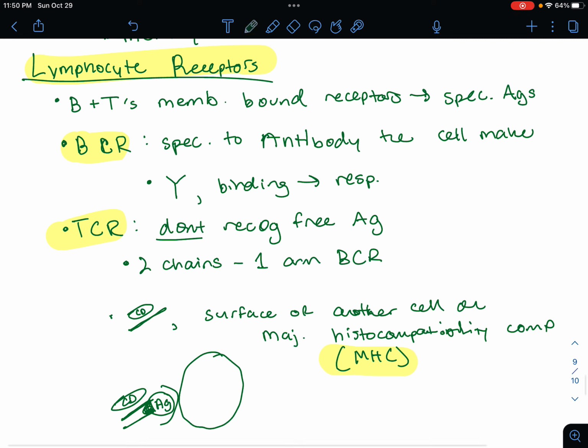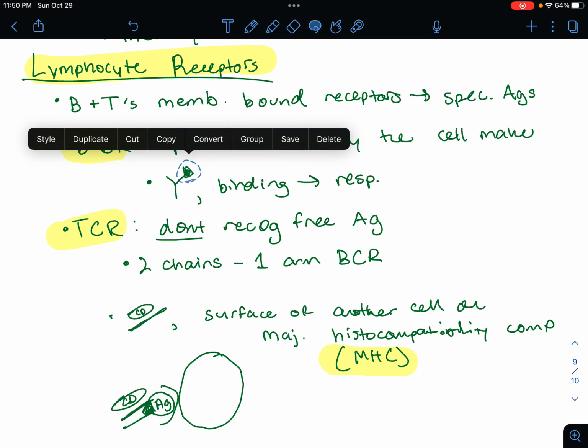On the BCR, you'll have the antigen actually float in. So if this is my antigen here, this is just going to go and attach to the receptor, and that's telling the cell to start making that specific antibody the cell is programmed to make.